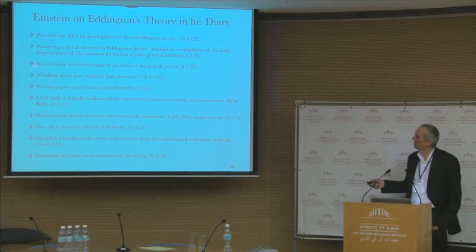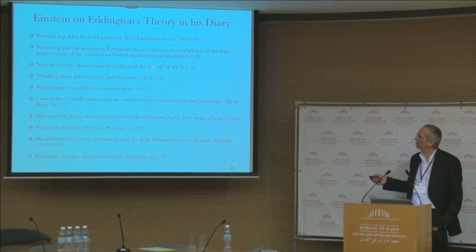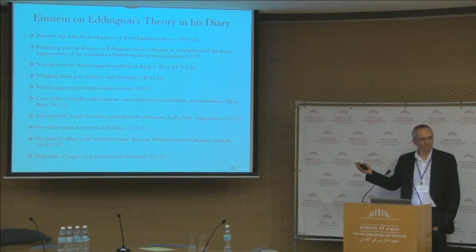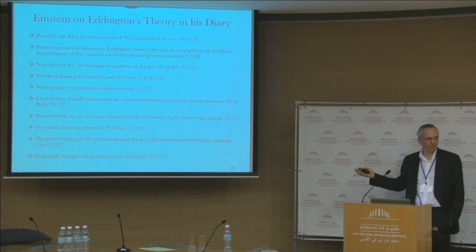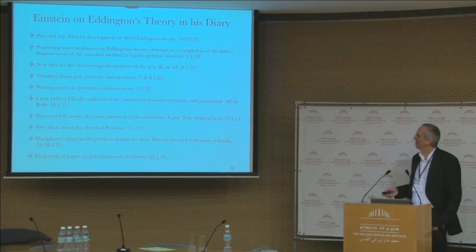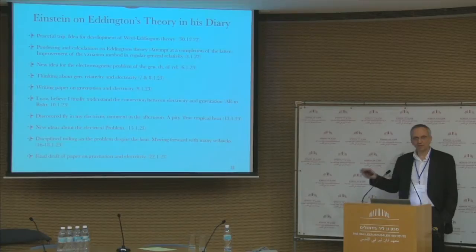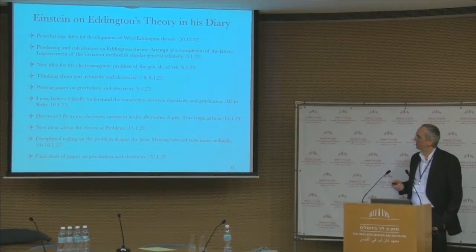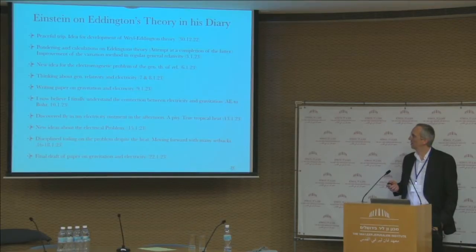3 days later, "a new idea for the electromagnetic problem of the general theory of relativity." Again, and then thinking about general relativity and electricity, and then on 9 January, "writing paper on gravitation and electricity," and this is why we know that this particular manuscript was completed on January 9. And then he writes the next day to Niels Bohr, "I now believe I finally understand the connection between electricity and gravitation."